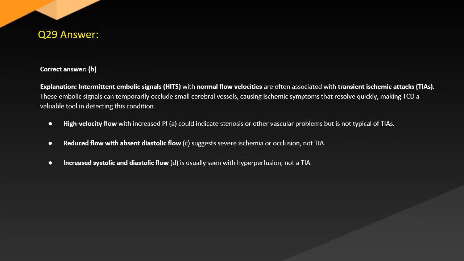Answer. Correct answer: B. Explanation. Intermittent embolic signals, HITS, with normal flow velocities, are often associated with transient ischemic attacks, TIAs. These embolic signals can temporarily occlude small cerebral vessels, causing ischemic symptoms that resolve quickly, making TCD a valuable tool in detecting this condition. High velocity flow with increased PI could indicate stenosis or other vascular problems, but is not typical of TIAs. Reduced flow with absent diastolic flow, C, suggests severe ischemia or occlusion, not TIA. Increased systolic and diastolic flow, D, is usually seen with hyperperfusion, not a TIA.